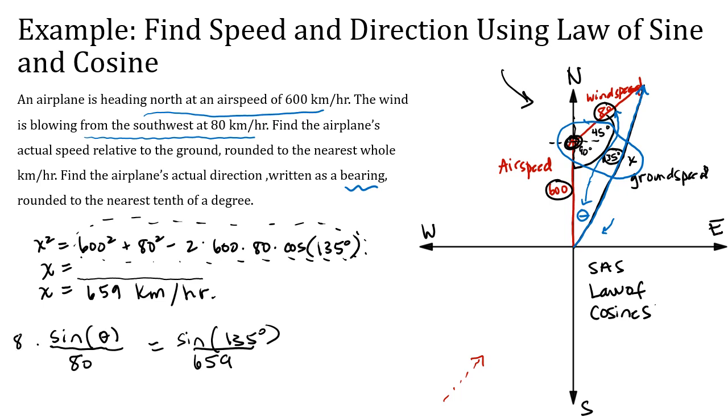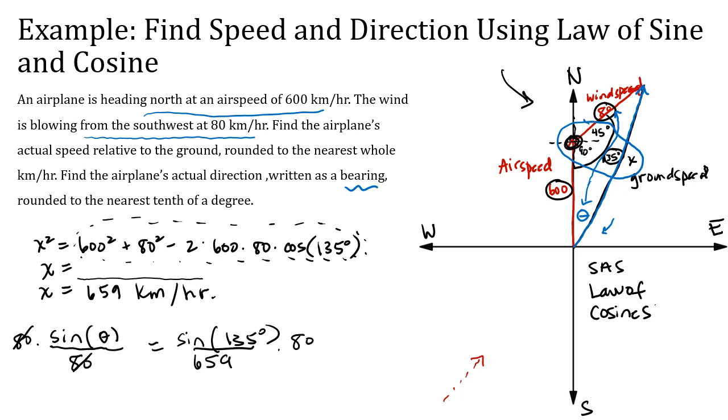Okay, I'm going to multiply both sides by 80, and that is going to clear. The 80s cancel out, and I'm left with the sine of theta is equal to 80 times the sine of 135 degrees all over 659.